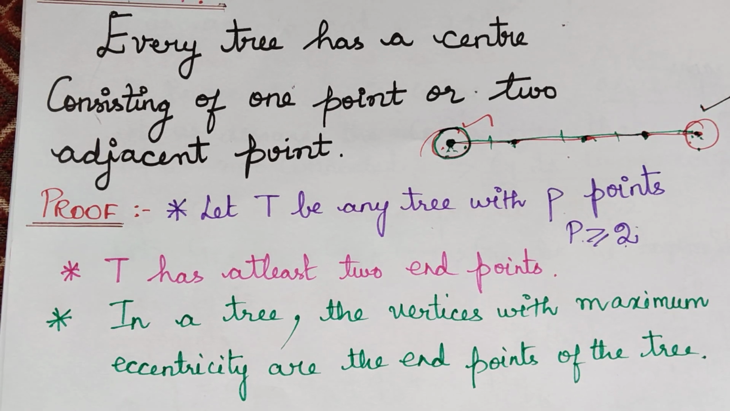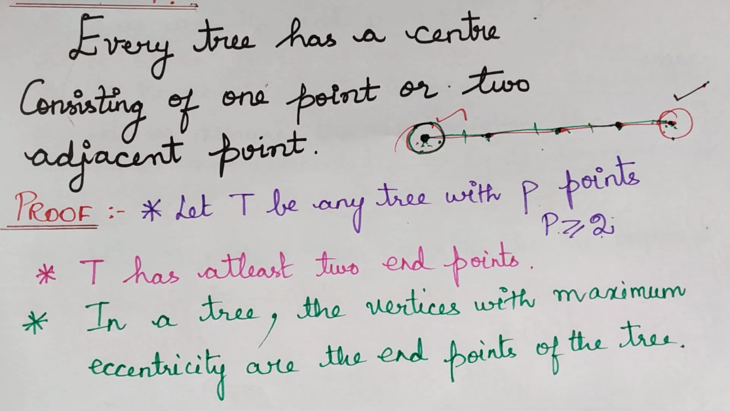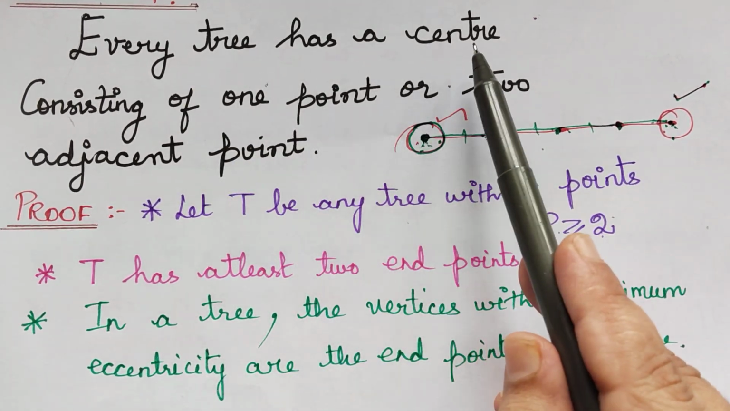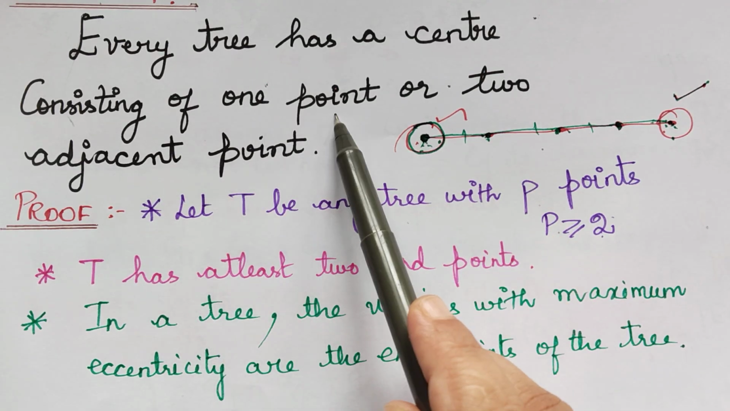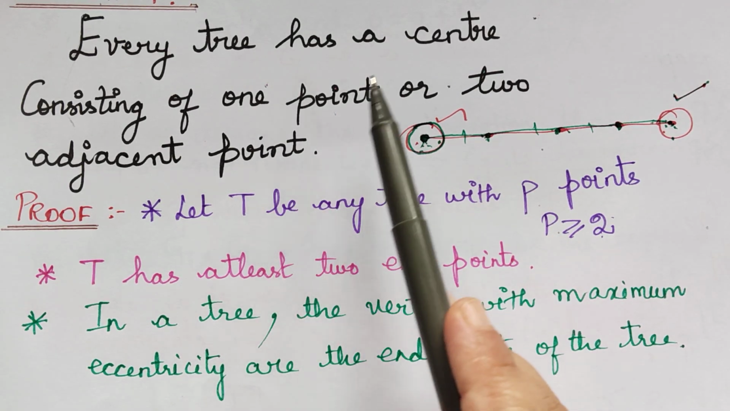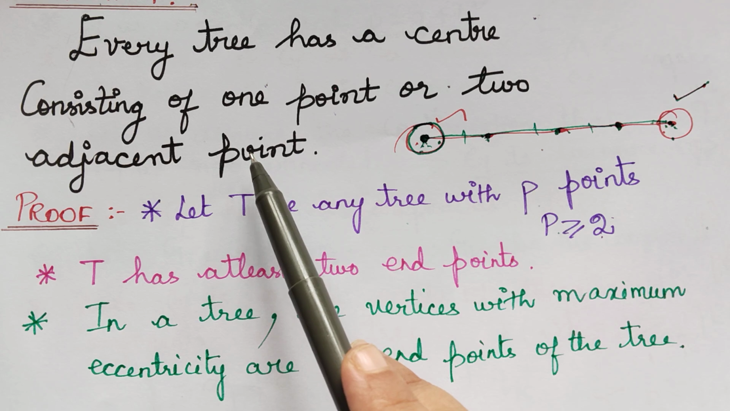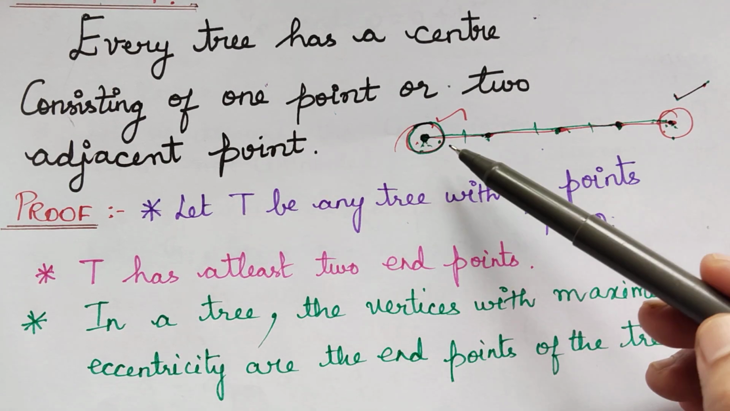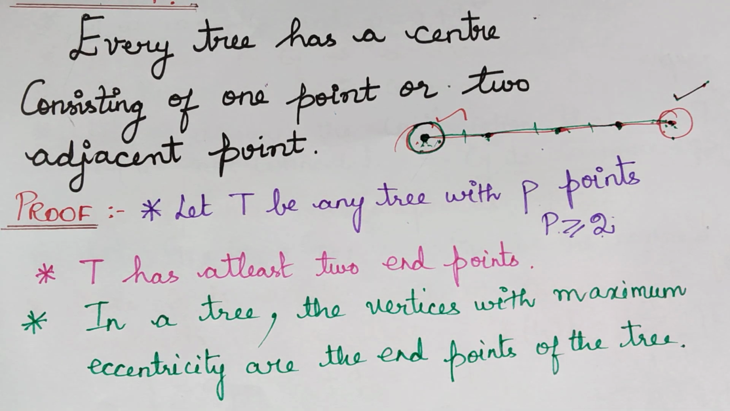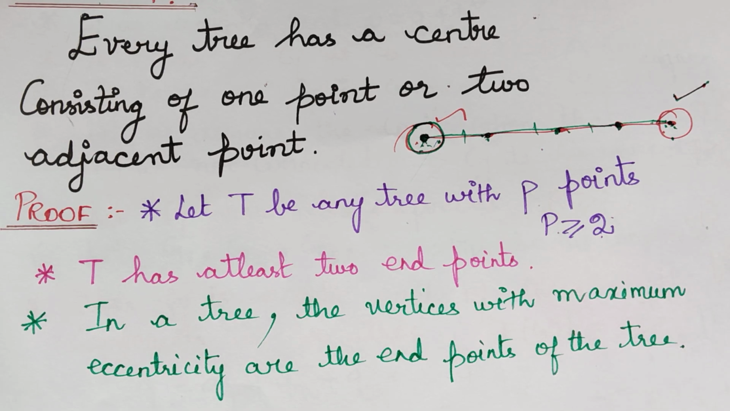Okay, so now we will come to the theorem. We have to prove that every tree has a center consisting of one point or two adjacent points. In order to prove this, the idea is to remove the endpoints and check the eccentricities of the other vertices, what happens to them, and again remove the endpoints of the resulting graph. That is the process that we are going to do.